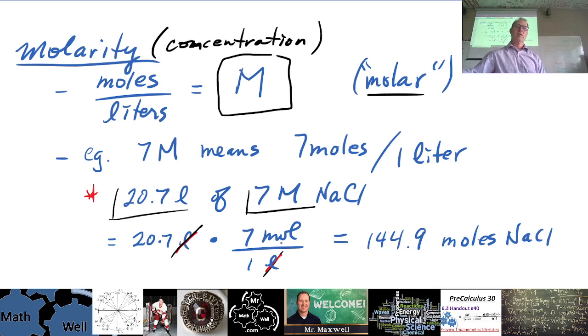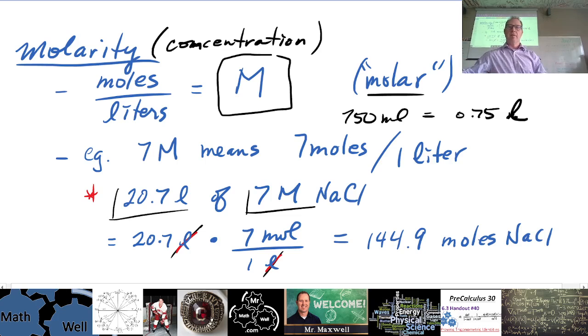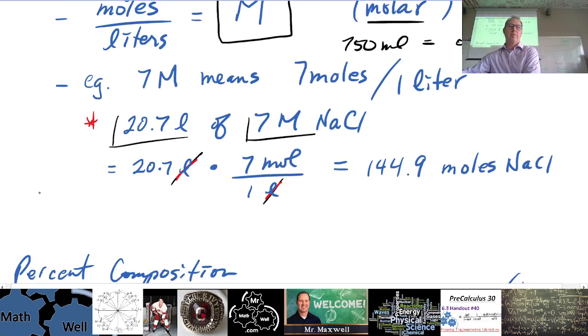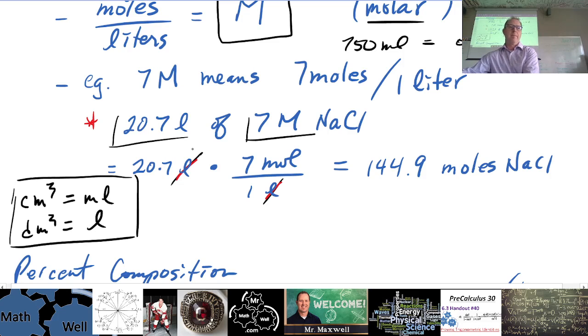You'll have to pay attention to volumes in milliliters. If it's 750 milliliters, that's equal to 0.75 liters, so divide by 1,000 to get liters. You might have to make that conversion first. Remember that milliliters is the same as centimeters cubed. In the textbook you're using and in other places, centimeters cubed is the same as milliliters, and decimeters cubed is the same as liters. That is something you might want to remember.